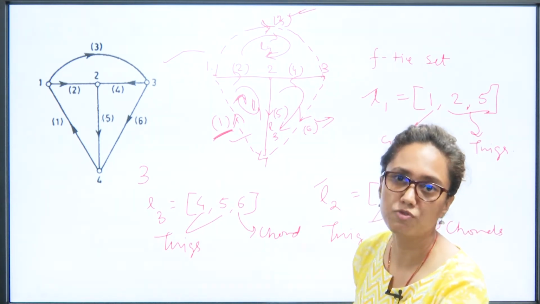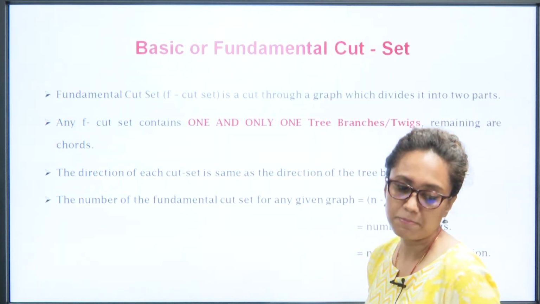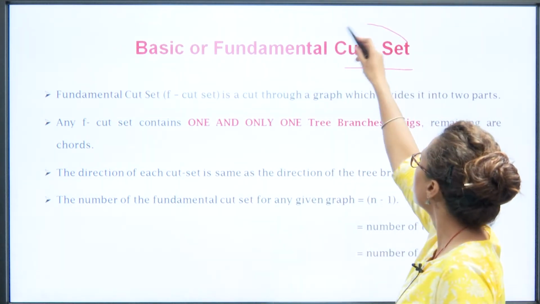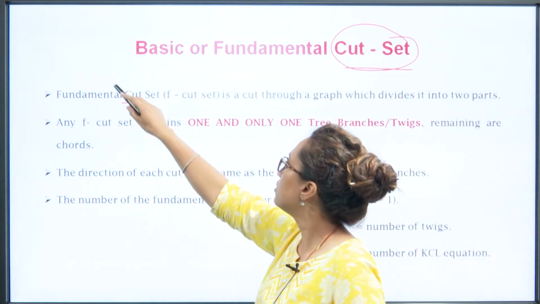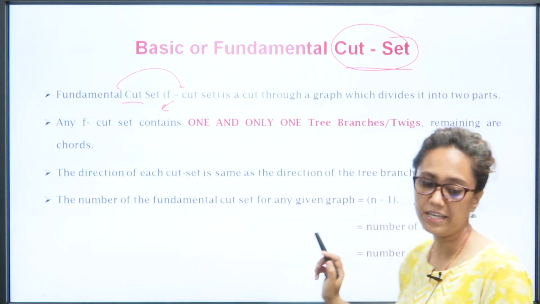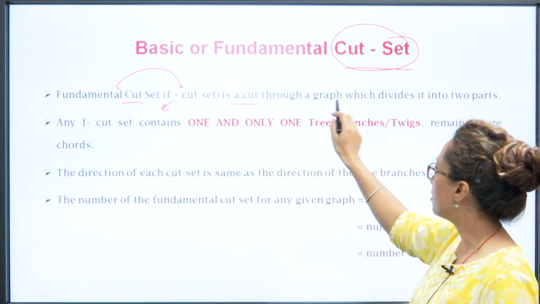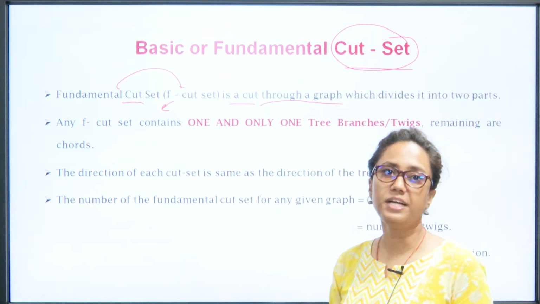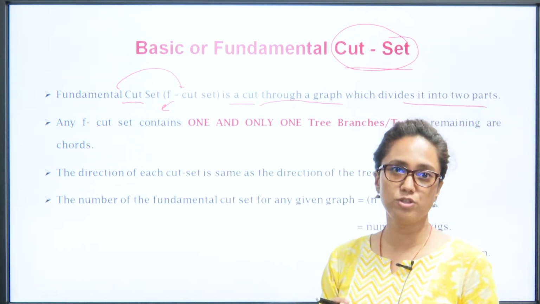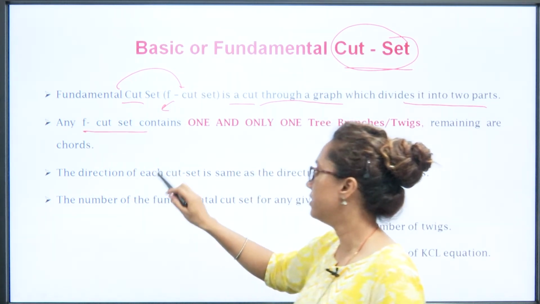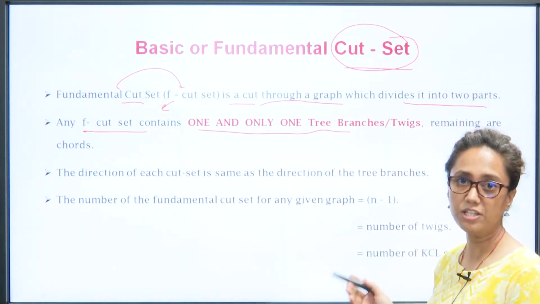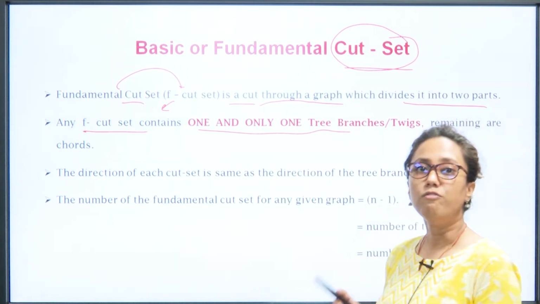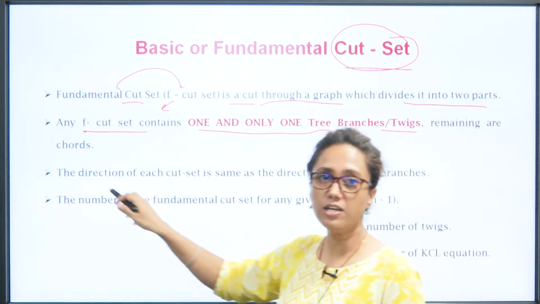This concept is going to be used further, that is why we are studying it here. Now the next concept is the basic or fundamental cut set. The previous one was fundamental loops, now it is the cut sets. Fundamental cut set is written as F cut set, where F stands for fundamental, right? It is a cut through a graph. Basically a fundamental cut set cuts the whole graph into 2 parts, and any F cut set contains one and only one tree branch, right? In the previous one, it contained one and only one chord, right? But here it will contain only one tree branch, that is the twig, and the remaining are the chords, right?